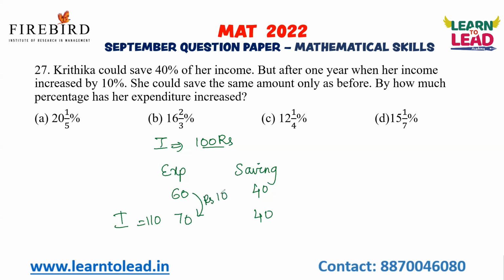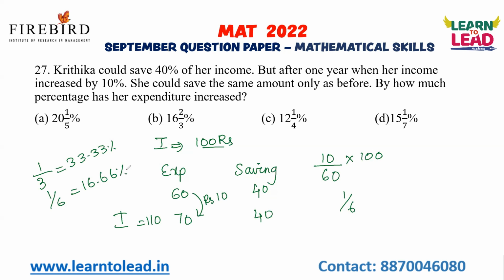But my question is, by how much percentage her expenditure increased? Okay, 10 rupees her expenditure increased from the basic value of 60. So 1 by 6. See, to answer this question very fast, you should know what is 1 by 3. 1 by 3 is 33.33%, and 1 by 6 is 16.66%. So 16 2 by 3% is your answer. Option B is your answer.